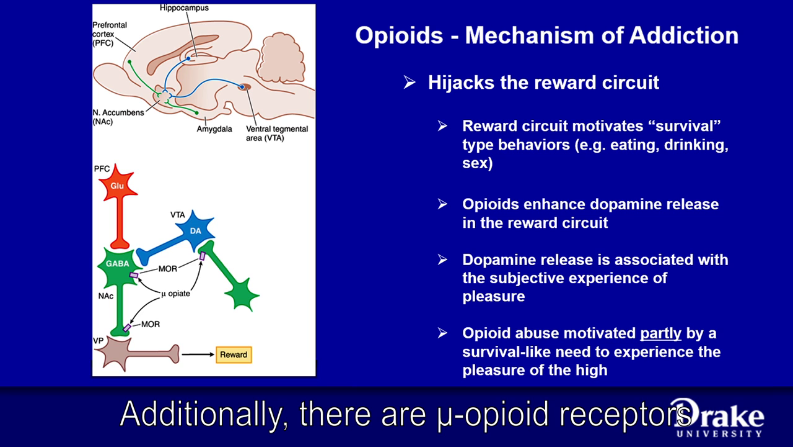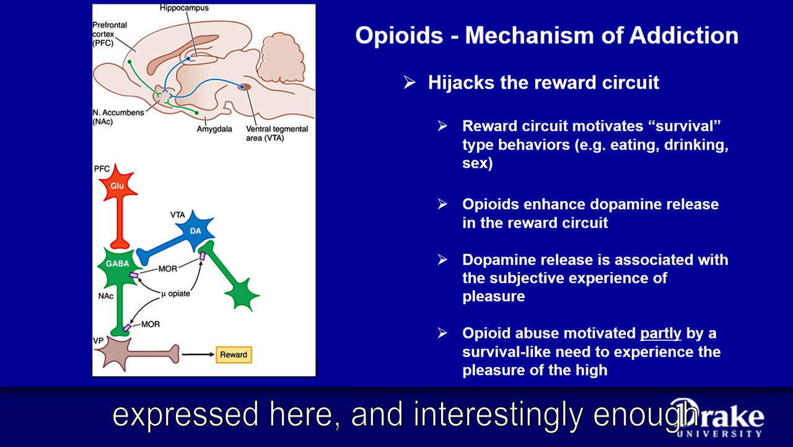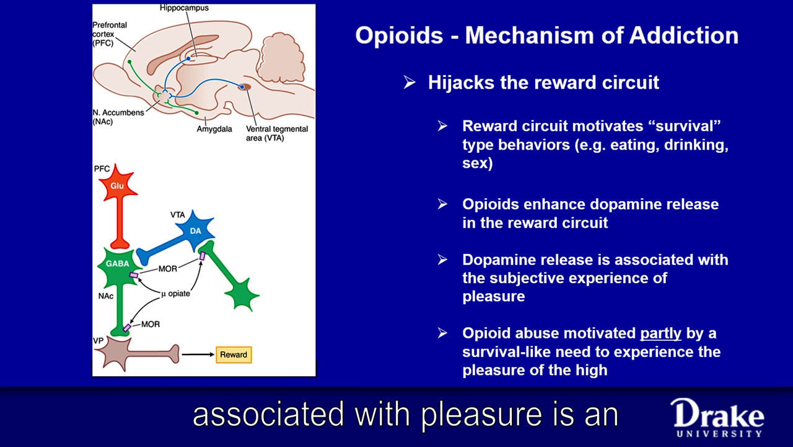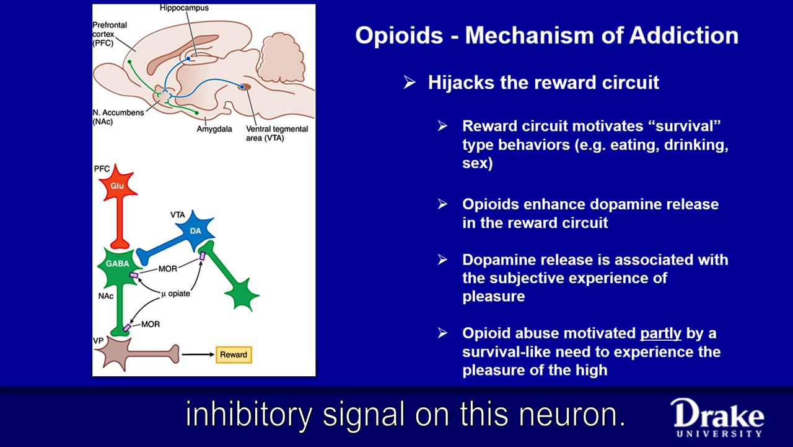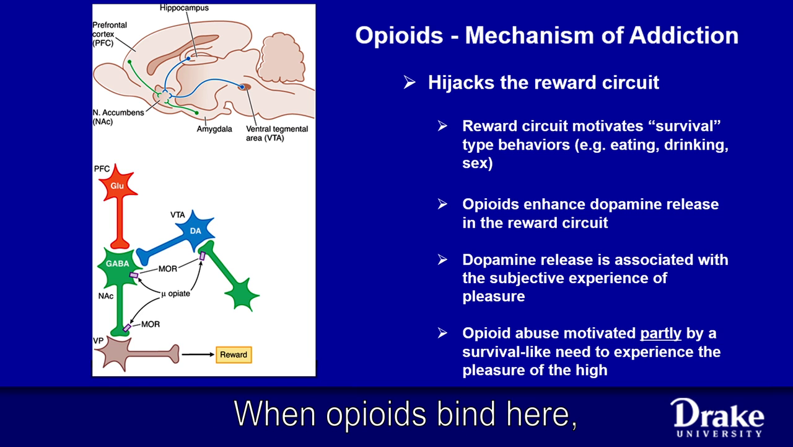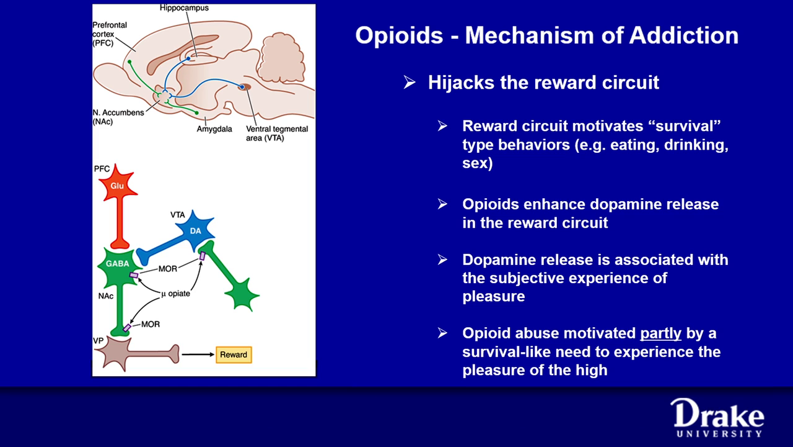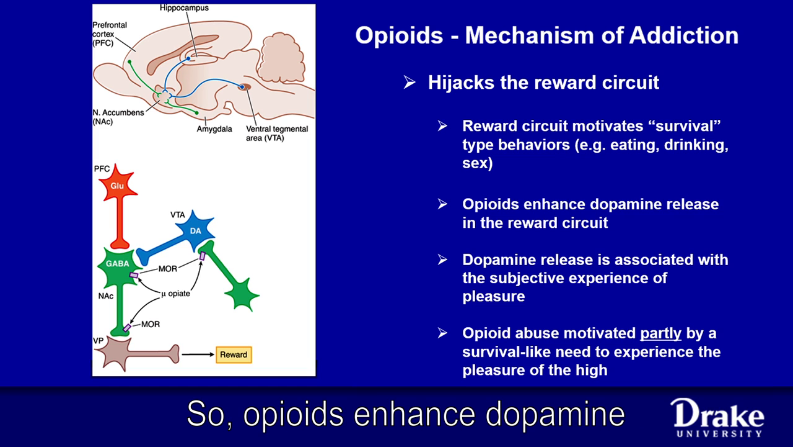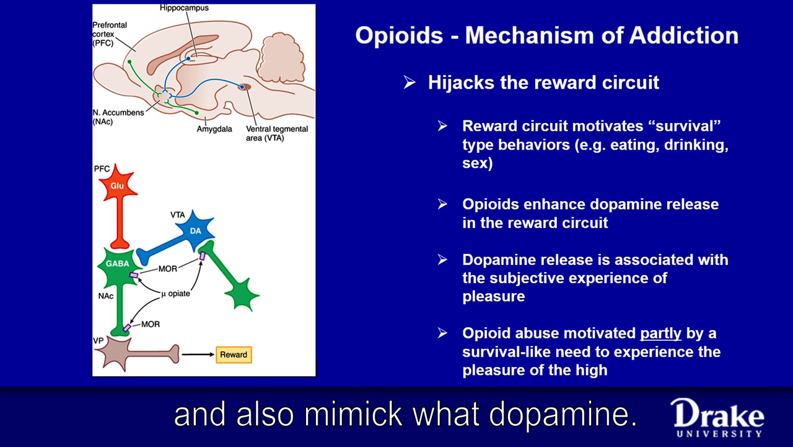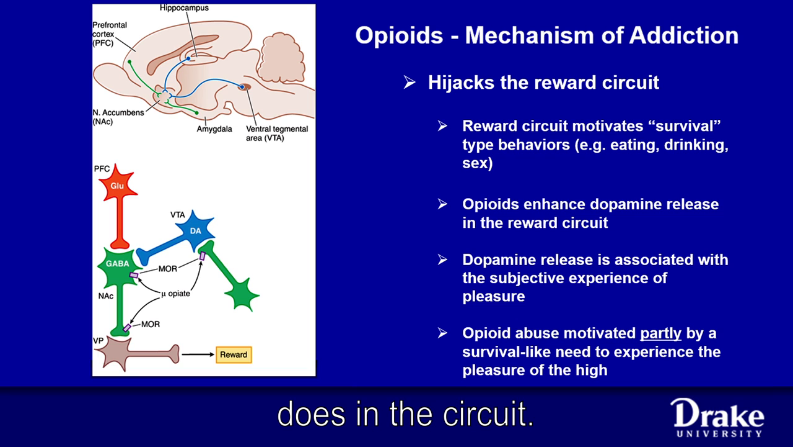Additionally, there are mu opioid receptors expressed here. And interestingly enough, this dopamine signal that is associated with pleasure is an inhibitory signal on this neuron. Well, this neuron expresses mu opioid receptors. When opioids bind here, what happens? This neuron is inhibited. So at these locations, the opioid is mimicking dopamine. So opioids enhance dopamine release in the circuit and also mimic what dopamine does in the circuit.